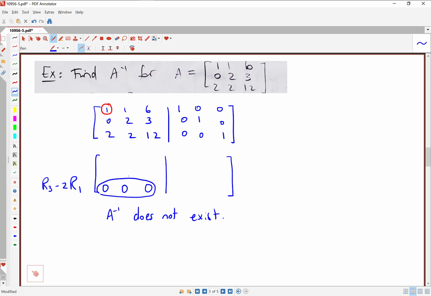So that row of zeros on the left side is a signal to stop the problem and just say, our original matrix A does not have an inverse. A inverse does not exist. And the same reasoning would apply even if the 0 row came up in, say, the top row of the matrix or the middle row of the matrix. If you see a 0 row anywhere on the left side of the matrix, then the problem stops.